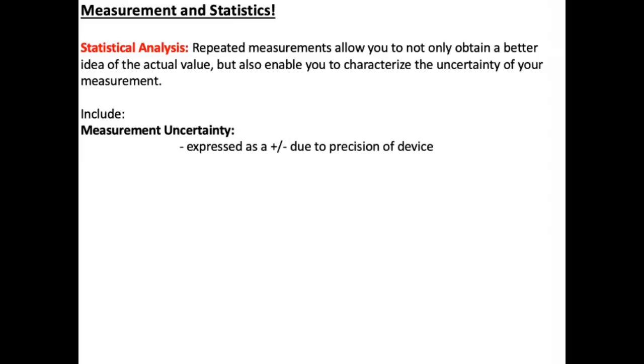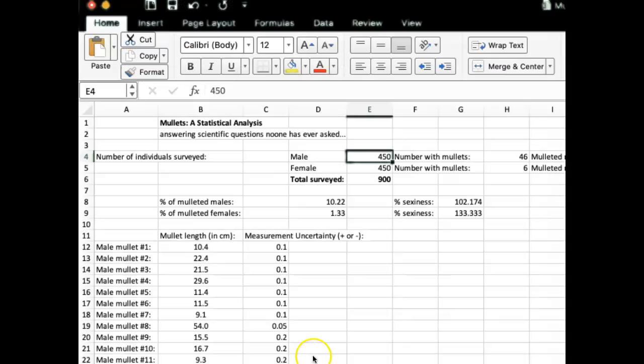And so that, in a sense, is measurement uncertainty, but also you'll often include a plus minus value due to the precision of the device. So if we just switch back real quick to our PowerPoint file, we've got this column right here. Hopefully you can see my cursor. And what we have is the measurement uncertainty that's actually printed out right next to these various values.